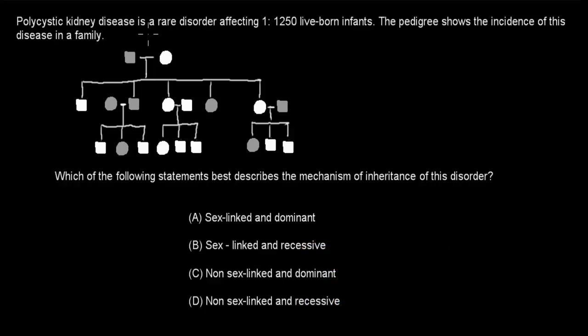Polycystic kidney disease is a rare disease affecting 1 in 1,250 live-born infants. The pedigree shows the incidence of this disease in the family. This means affected male, unaffected female, affected female, and unaffected male. So white is unaffected and brown or gray is affected. Which of the following statements best describes the mechanism of inheritance of this disorder?